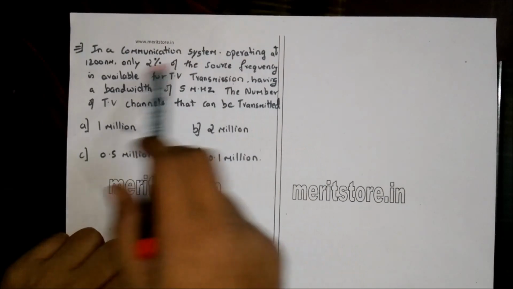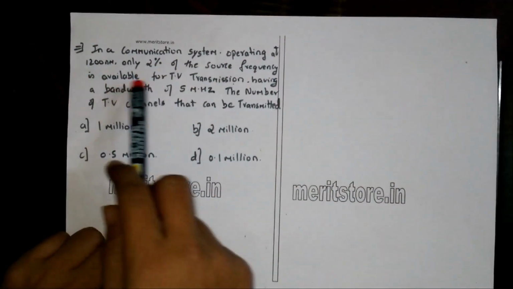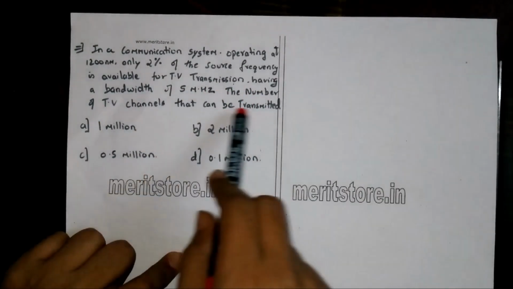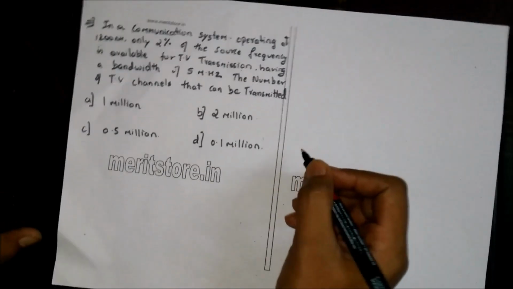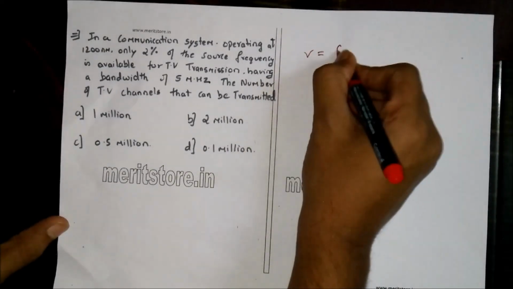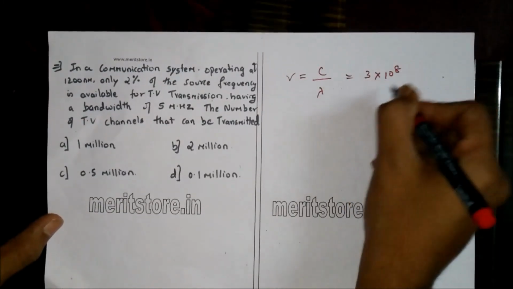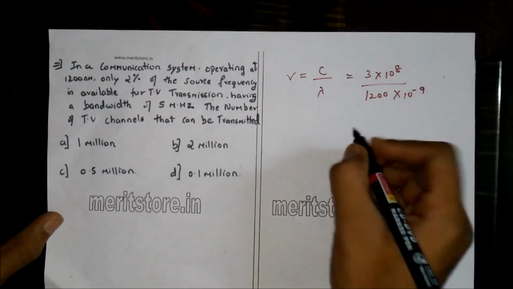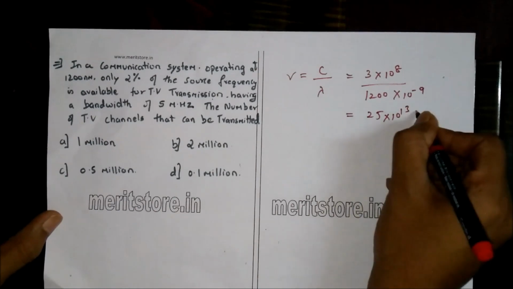In a communication system operating at 1200 nanometers, only 2% of the source frequency is available for TV transmission, having a bandwidth of 5 MHz. The number of TV channels that can be transmitted are, here are the options. Now, first you have to find the frequency of the source, which is given by nu is equal to C upon lambda, which is equal to 3 into 10 raised to 8 upon 1200 nanometers, which is 1200 into 10 raised to minus 9 meters. So, this gives us the value of 25 into 10 raised to 13 Hertz.